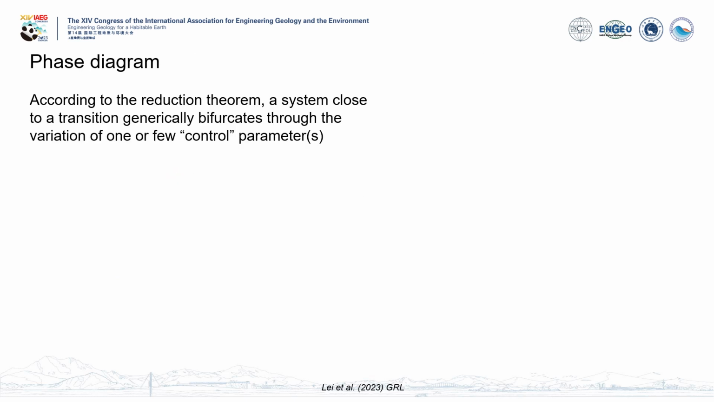I'd like to elaborate a little bit more about this phase diagram. According to the fundamental reduction theorem, a system under critical transition is usually governed by one or two, or rarely three, control parameters. However, it is not a trivial task to identify these control parameters for a complex system like a landslide.